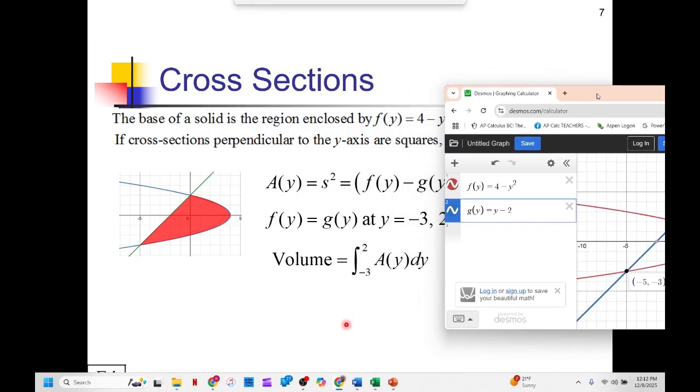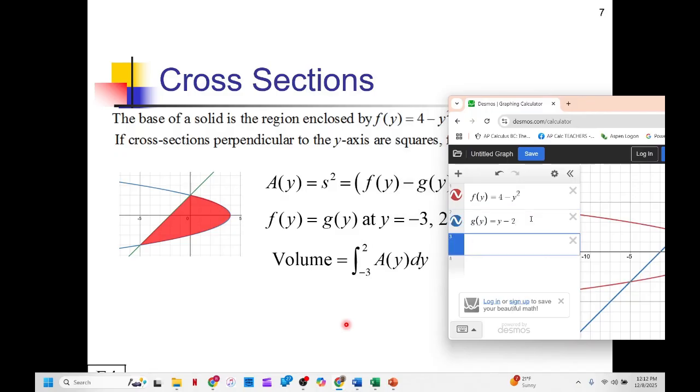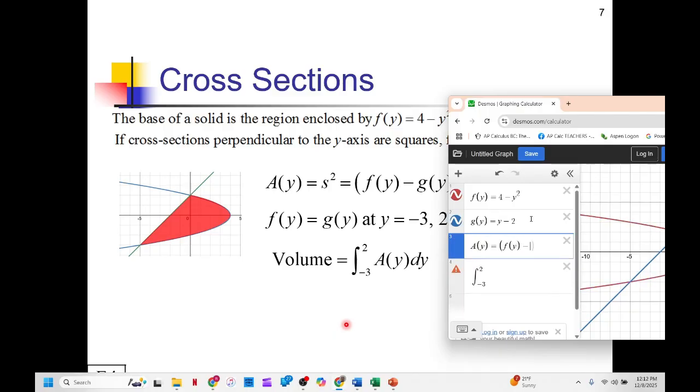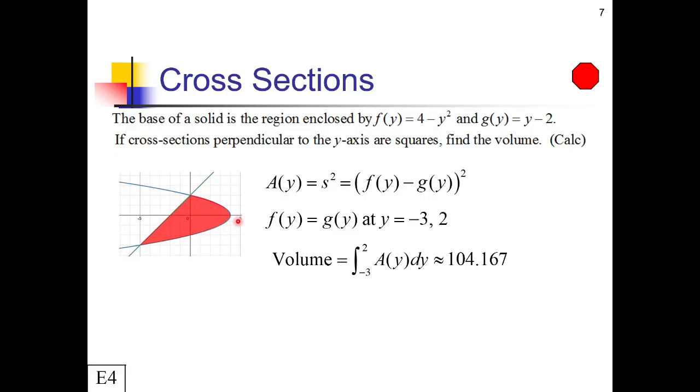And let's go back to the calculator for all of that. So let me go down here, integral, int, -3 to 2. And then, whoops, I do need to define my area function. Let me do a of y equals parentheses f of y minus g of y, close that parentheses and square all that. All right, now that I've got that, I can do a of y in my integral, and that'll be a dy for that. Comes out to about 104.167. And that's it for that one. That's our volume. And that's it for the lesson.